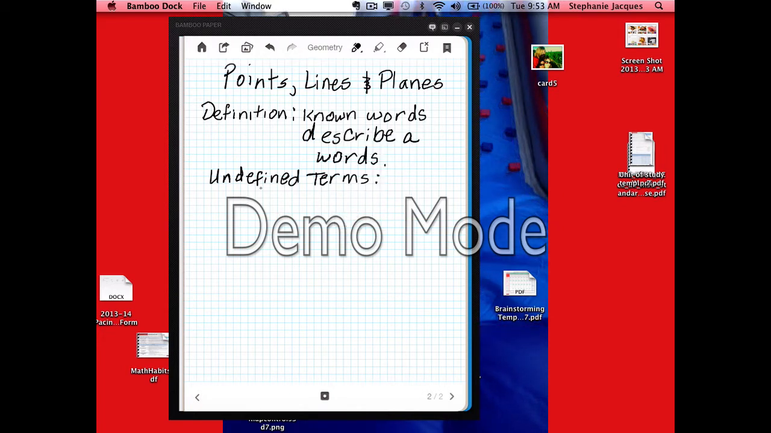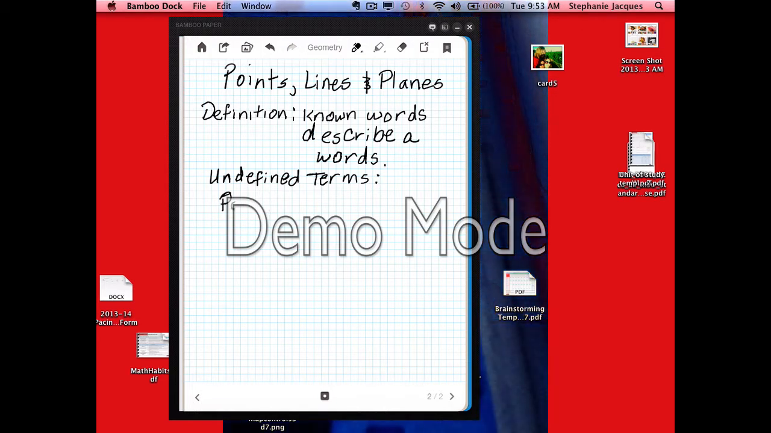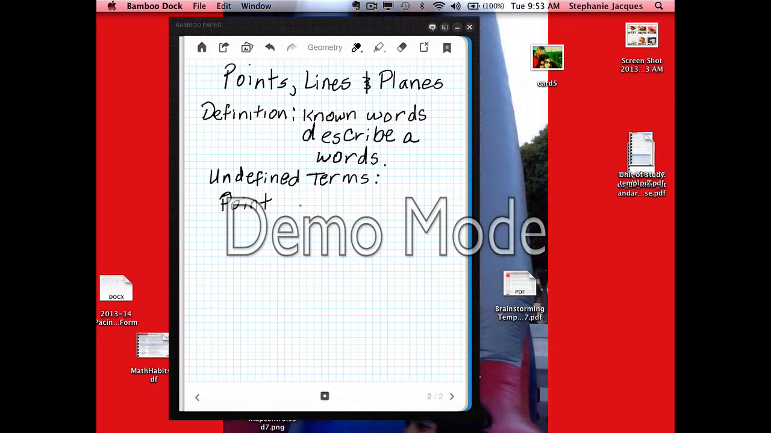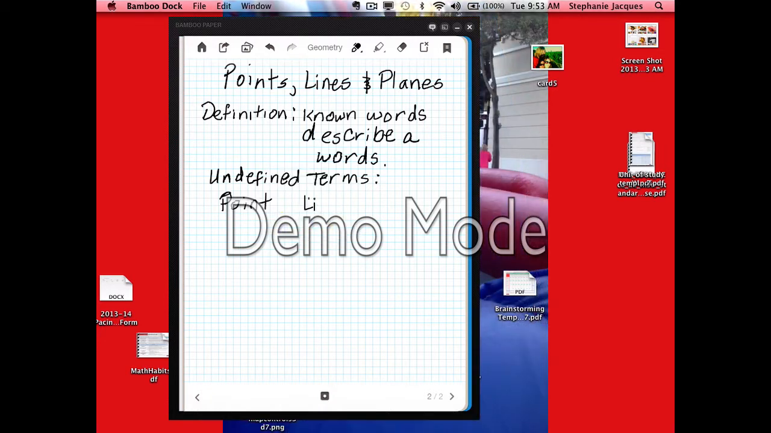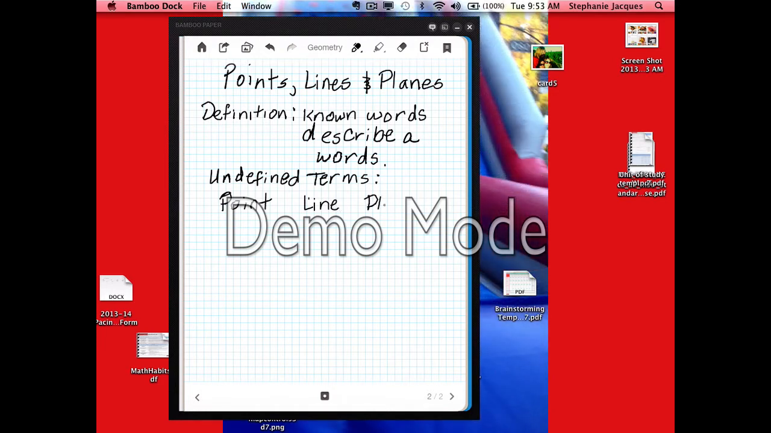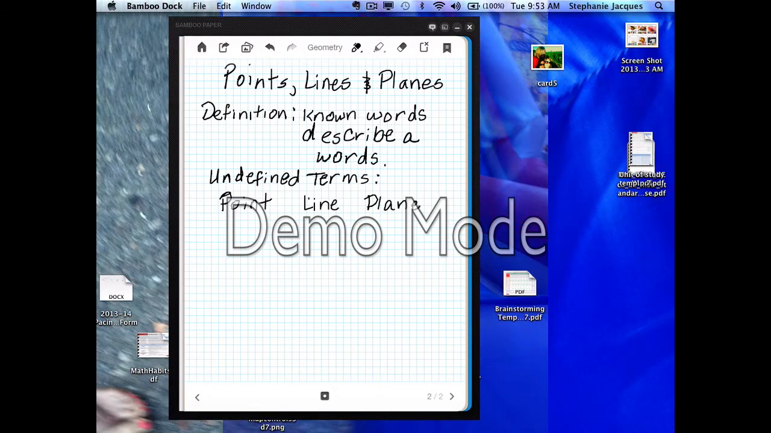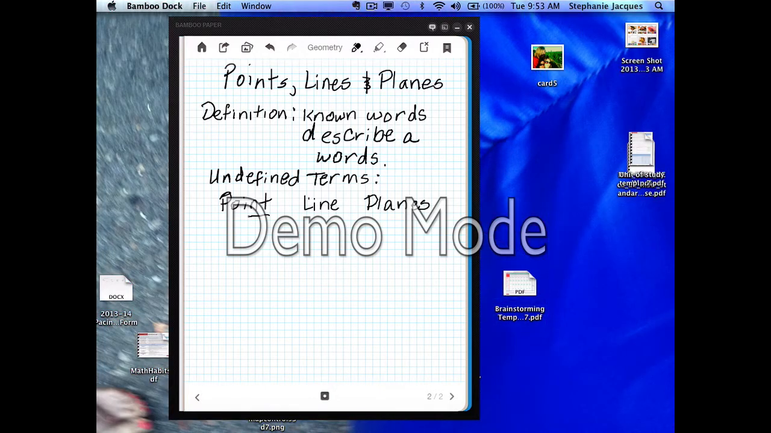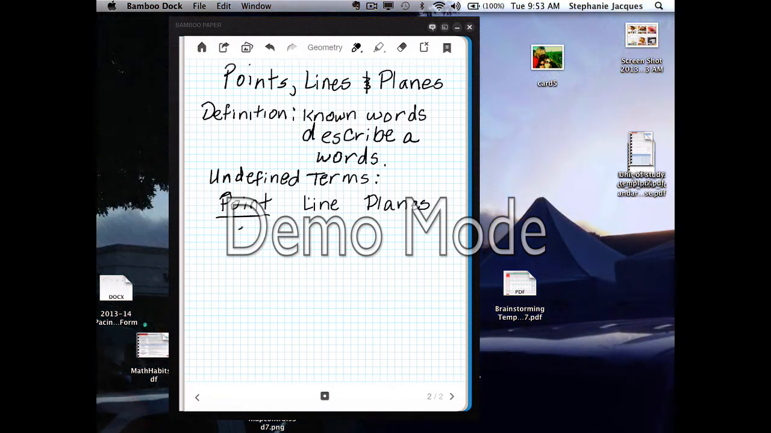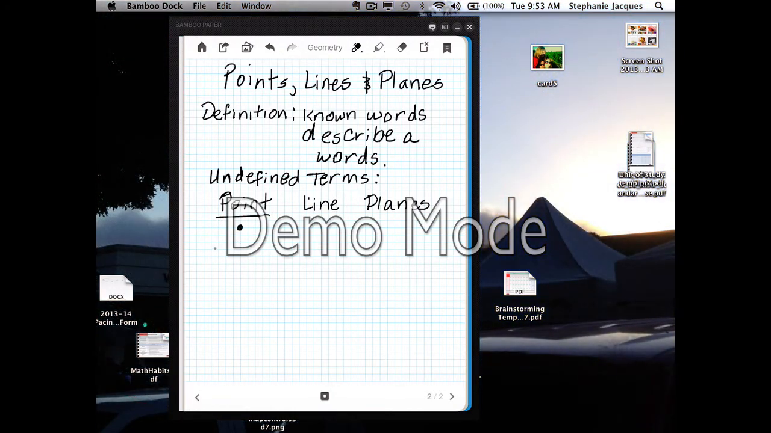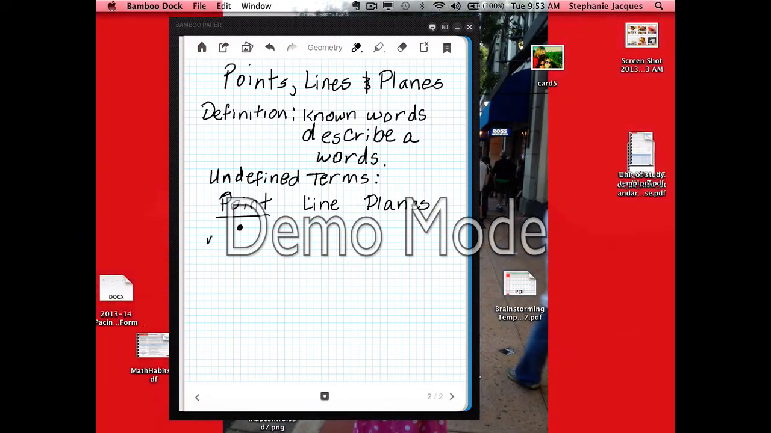So examples of undefined terms in geometry are going to be point, because you describe a point as a point, so it's very difficult to describe that with words that we already know. You have lines, and you have planes, and not like the planes that fly in the sky. So let's take a look at what a point is. A point is represented by this. It's a small dot, and it has no dimension. That means it can be in any plane.